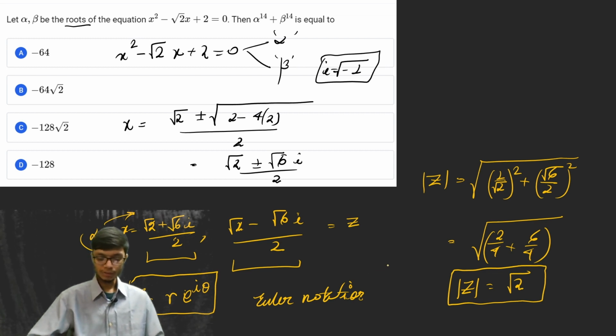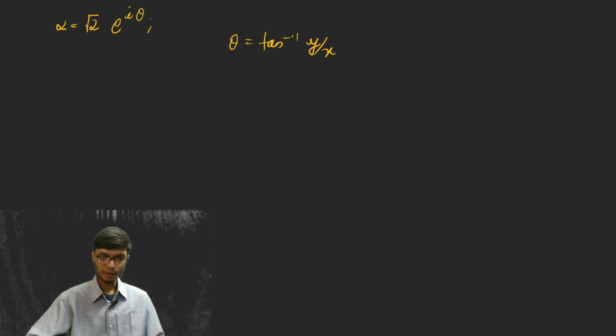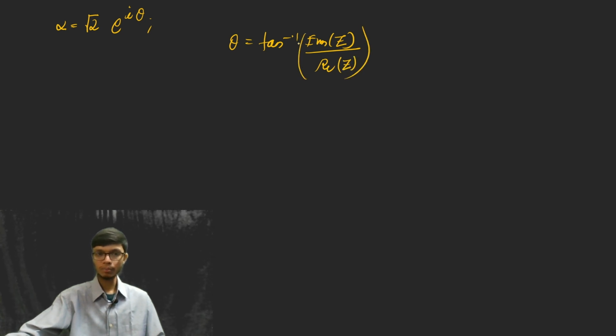If I write in this particular format, I can definitely express alpha and beta in this nature. Alpha is the very first value, which has a positive sign in it. So I can write the modulus of alpha as root 2 e raised to the power i theta. This theta value will come from tan inverse of y by x, that is, the imaginary part of this complex number divided by the real part of this complex number.